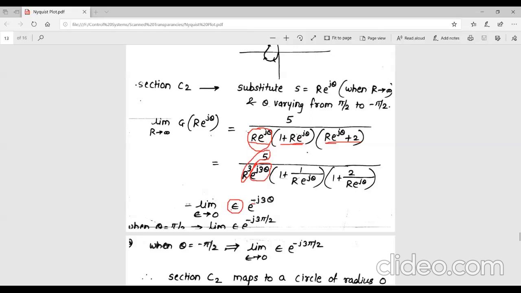negative sign. Okay. Now the angle for the section C2 would be plus pi by 2 to minus pi by 2 if you look at the section C2 considering the direction. Okay. Now when you substitute plus pi by 2 and minus pi by 2, we get the angles, and so section C2 maps to a circle of radius 0. Now why radius 0? Because the magnitude comes out to be 0, or rather very small. Okay. So the complete section C2 is represented by a point at the origin.